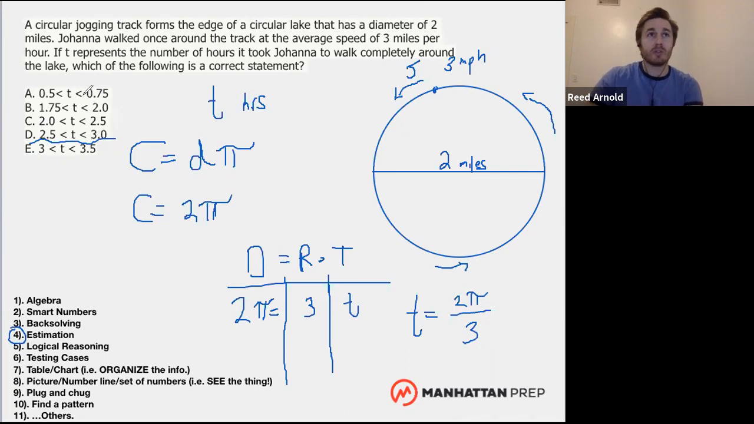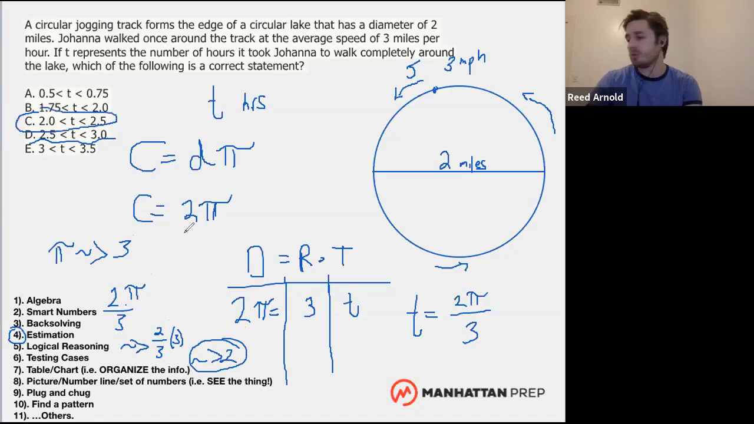We don't need to solve for t. We don't need to be precise on what t is. We can estimate. Pi is a little bit more than 3. So 2 pi over 3 is going to be a little bit greater than 2/3 of 3, which is going to be a little bit greater than 2. And so I would choose C: 2 is less than t is less than 2.5.